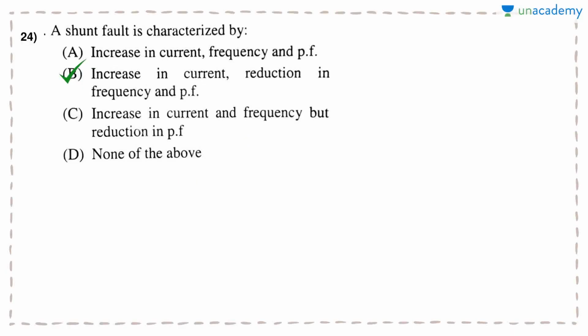Now let's see another question. A shunt fault is characterized by dash. Whenever a shunt fault occurs in the system, the voltage decreases and the current increases. Whenever the current is increasing, the voltage has dropped in that particular phase, and a reduction in the frequency occurs, and also in the power factor. So these are the three things a shunt fault is characterized by in general.